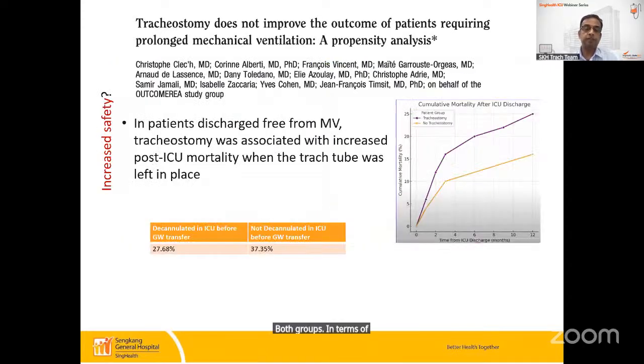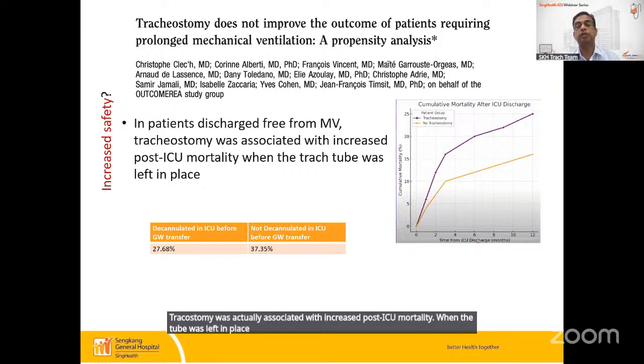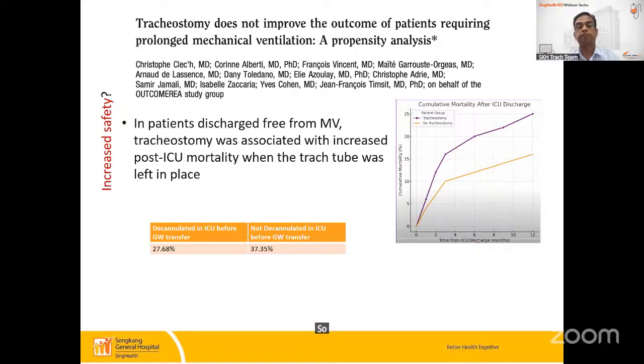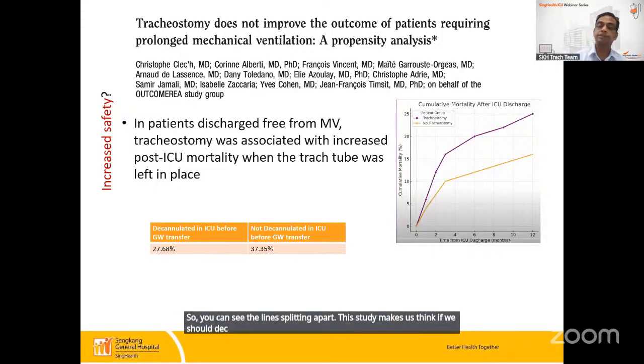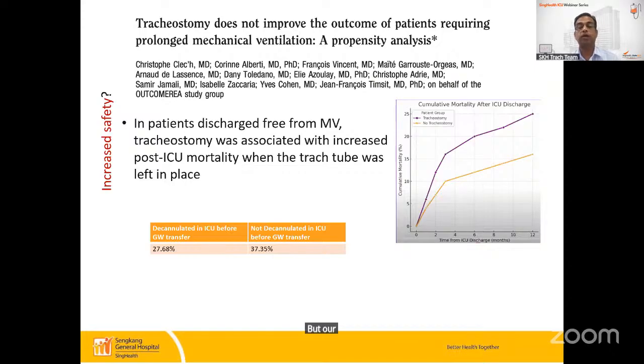In terms of safety, tracheostomy was actually associated with increased post-ICU mortality when the tube was left in place compared to those who got decannulated prior to ICU step down. So you can see the lines splitting apart. This study makes us think if we should decannulate those eligible patients before stepping down. But our bed situation mostly won't allow this practice, I suppose.